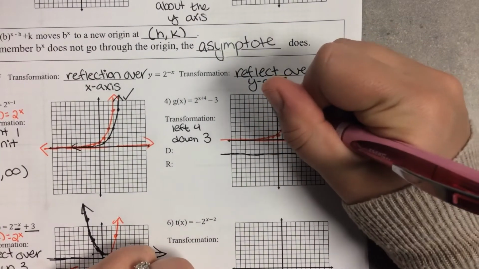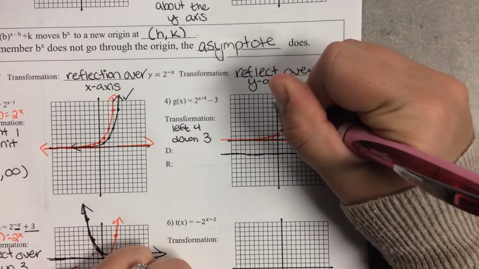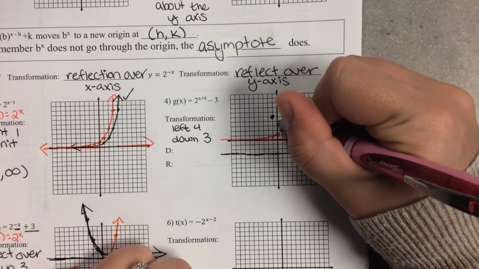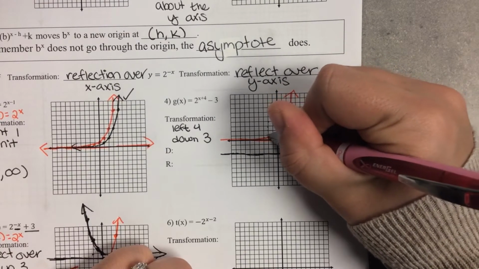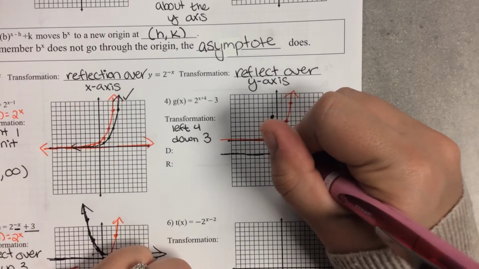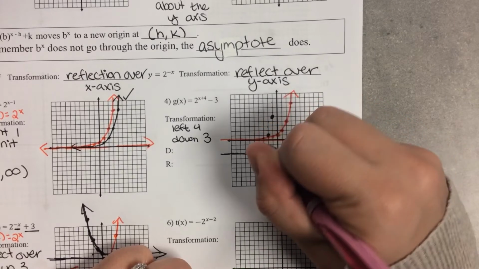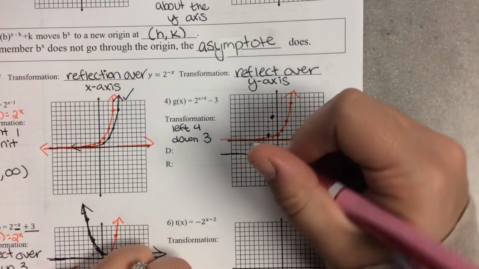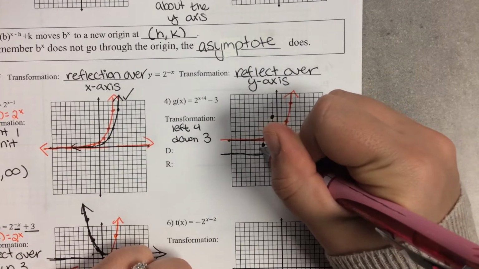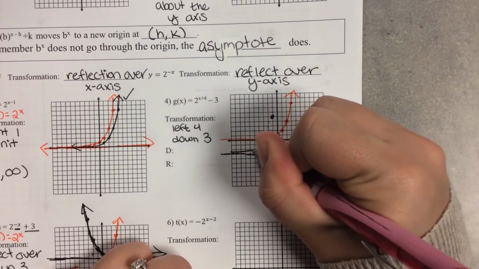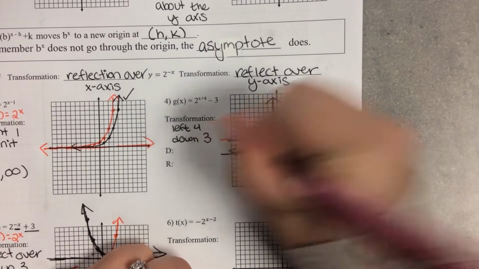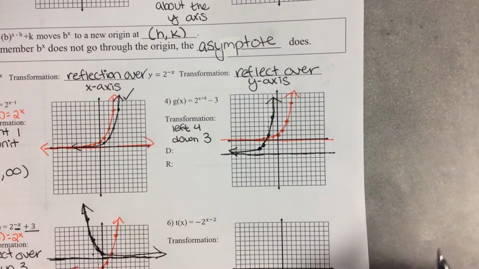down 3. So this point right here is going to move over 1, 2, 3, 4, down 1, 2, 3. This point right here is going to move to the left 1, 2, 3, 4, and down 1, 2, 3. And then this point to the left 1, 2, 3, 4, down 1, 2, 3. And then right here we're going to take this point and move it to the left 1, 2, 3, 4, down 1, 2, 3. And as you can see, those points, if we connect them, we're going to get that same little exponential curve, but everything's been shifted to the left 4 and down 3.